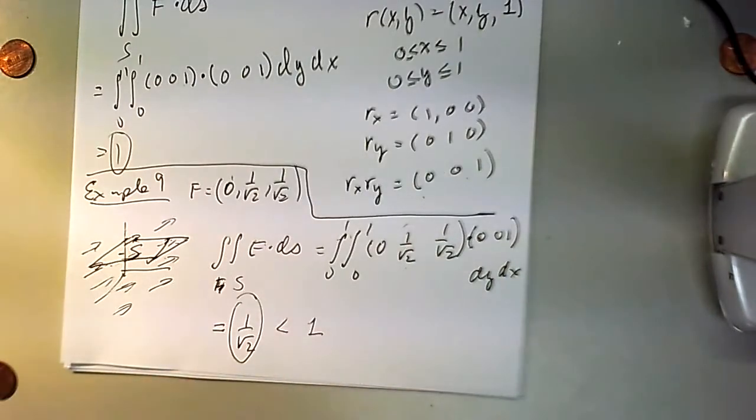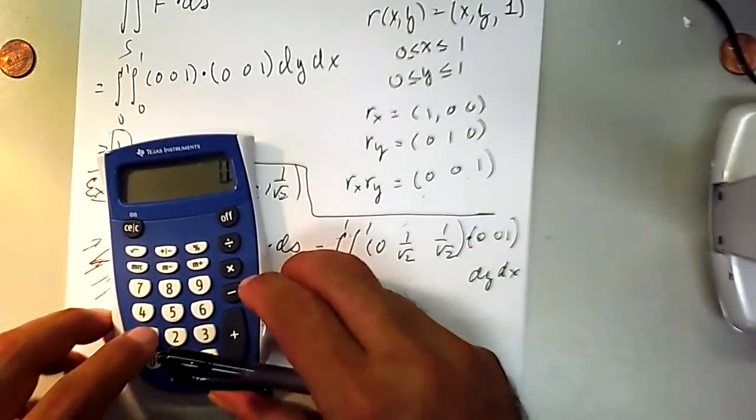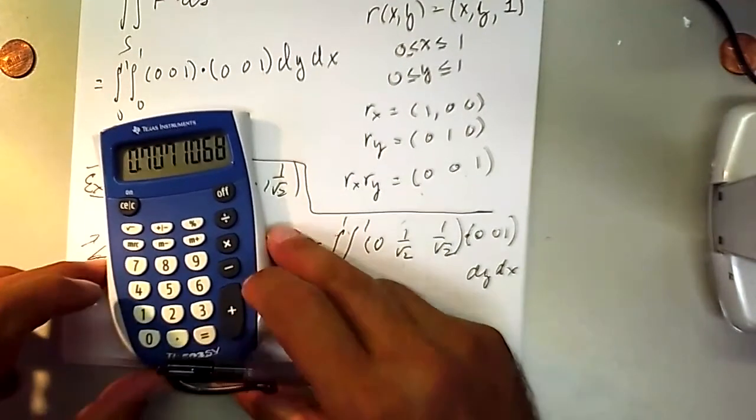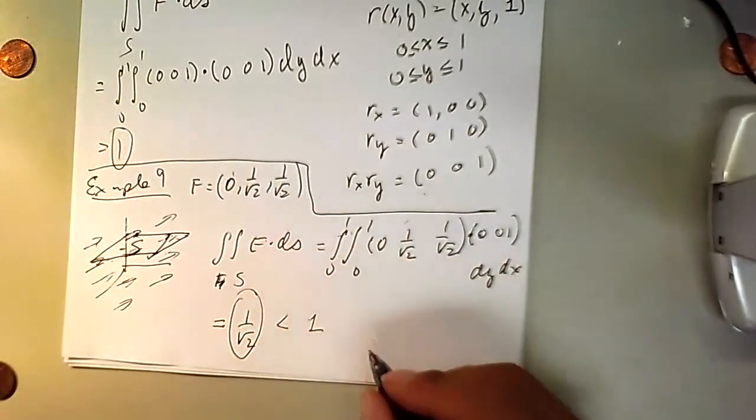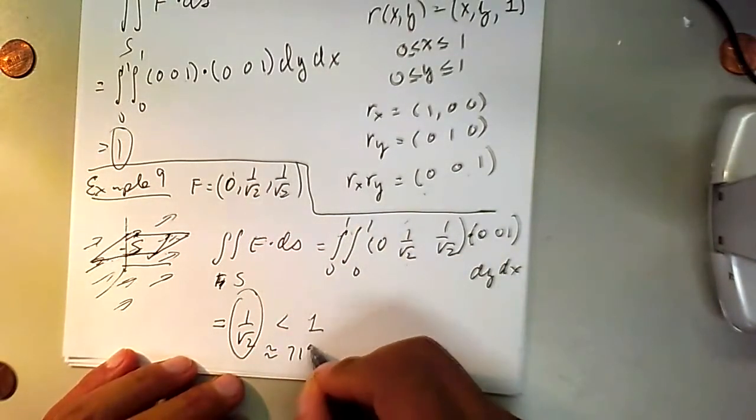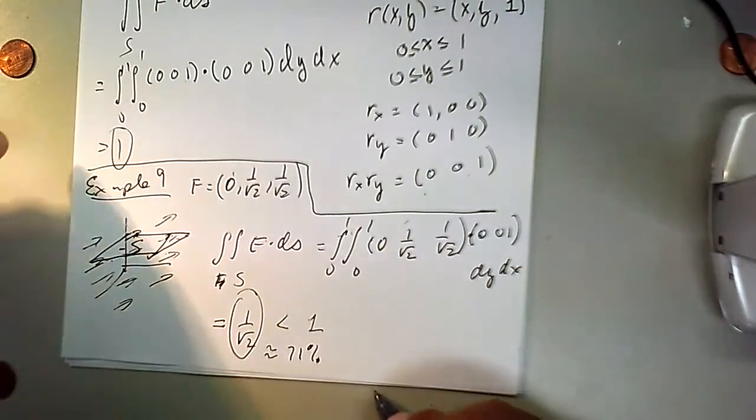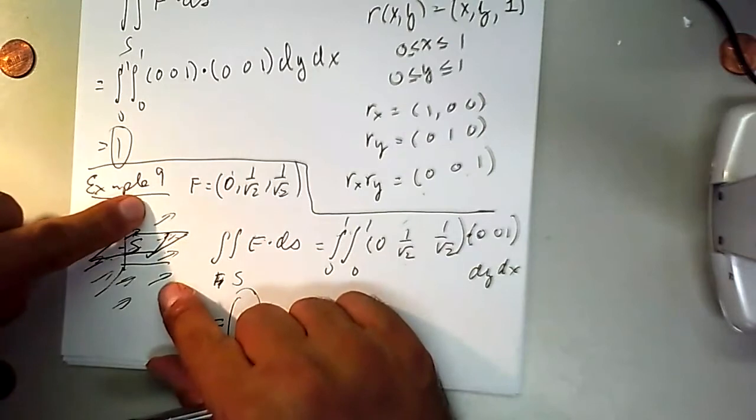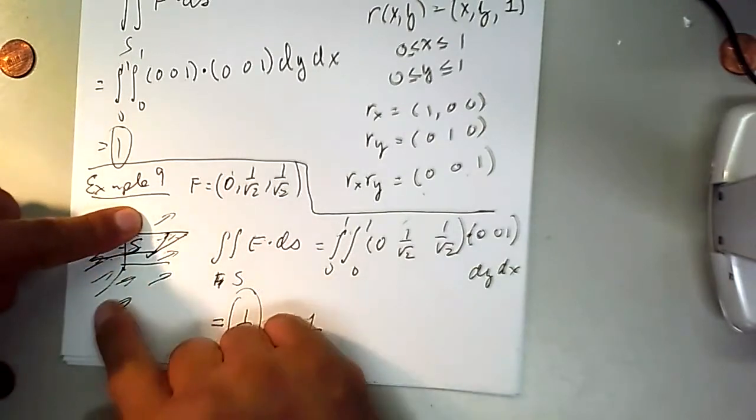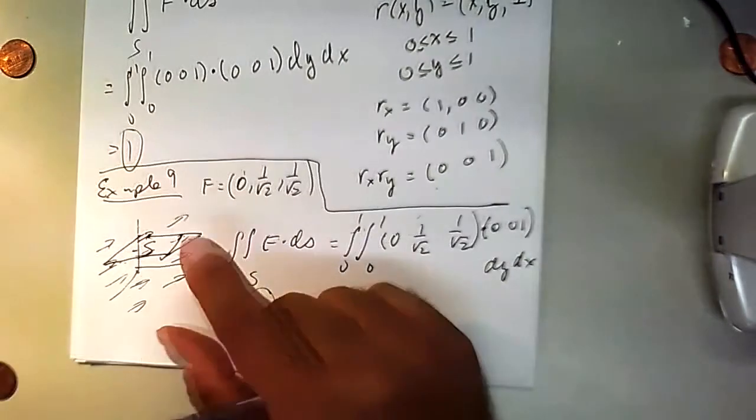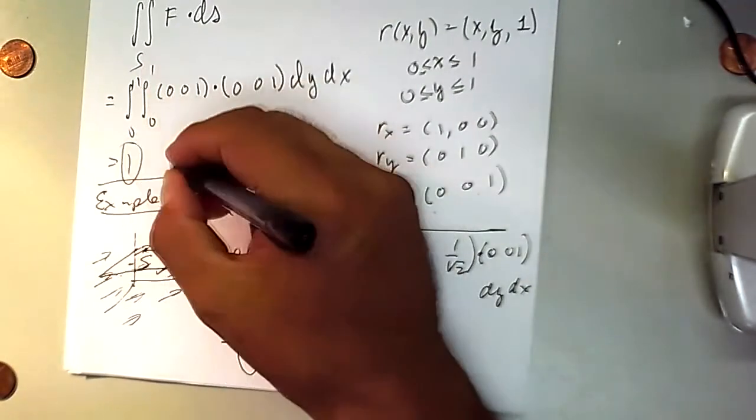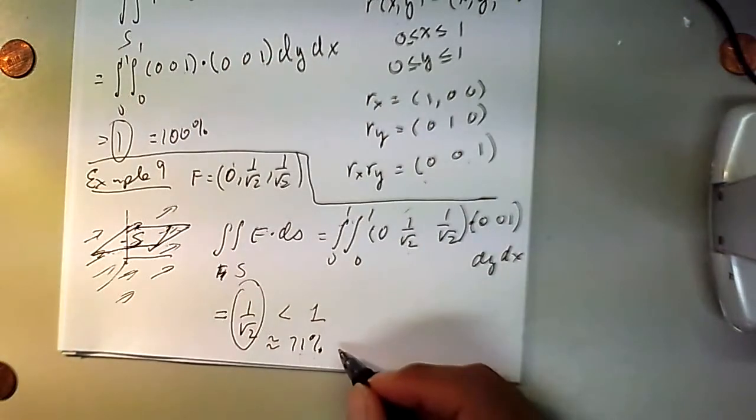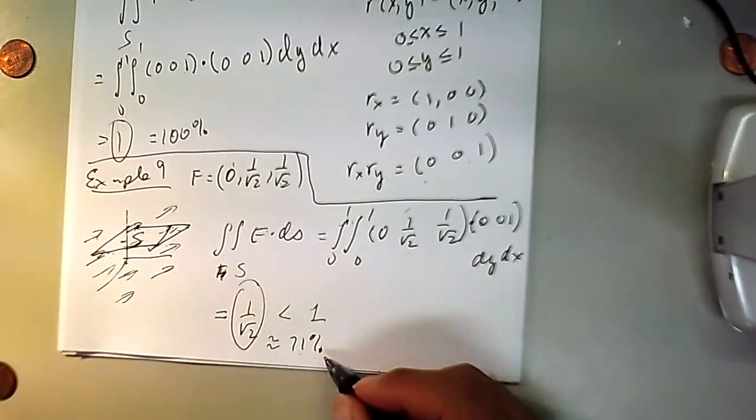Let me use my calculator real quick. 1 over the square root of 2 equals about 70% or 71%. This is about 71% of what we would have been able to catch if this surface was not tilted. So if this surface was 90 degrees with respect to the flow, we would catch everything: 1, 100%. Instead, we're catching 71% of it because of the angle.